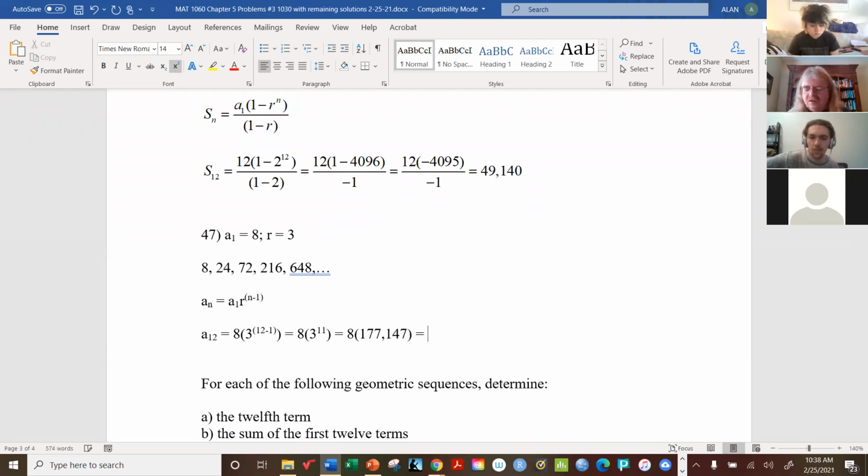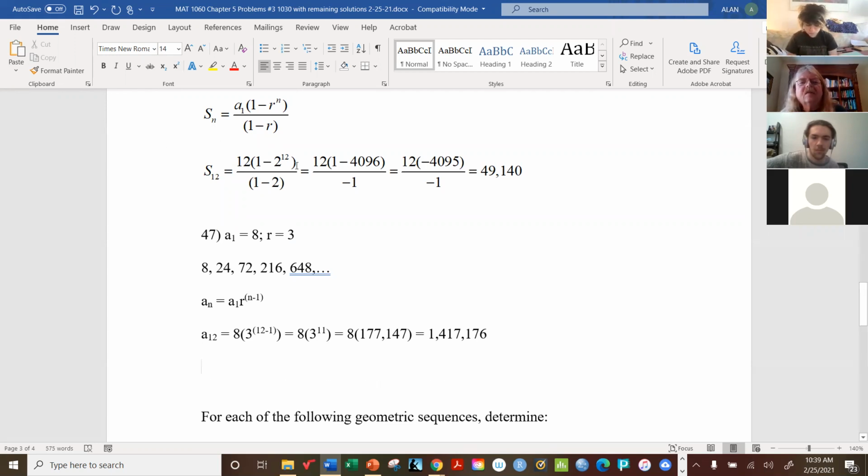3 to the 11th is 177,147. And when you multiply that by 8, you should get 1,417,176. Wow. It's probably just as well that we didn't try to do all this ourselves. We could have done it. I like, in this case, using the formula. Can you imagine what the sum is going to look like? It's going to be a big one.